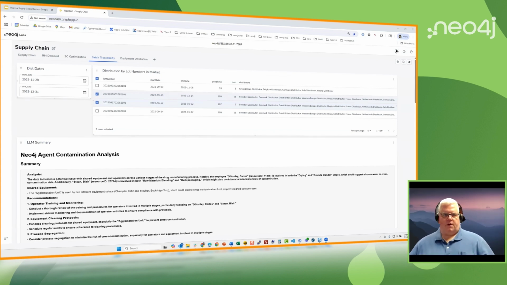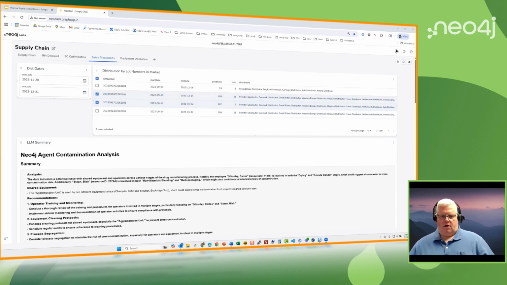Just pointing out the first 3, and I'm going to look at the batch traceability, looking at a problem, which is typically if you have a defect that happens and it's noticed in the market. In this case, we looked between 2 dates, and we looked at 2 different batches that there have been defects reported among these different distributors.